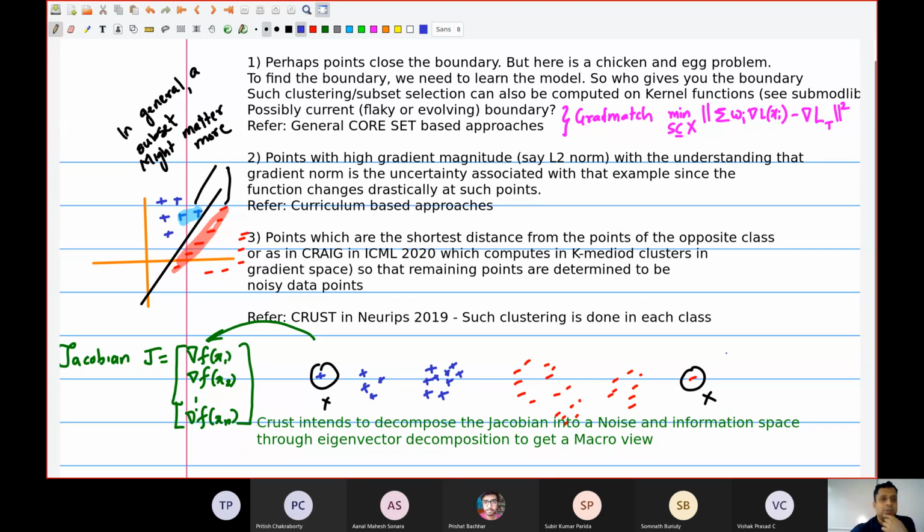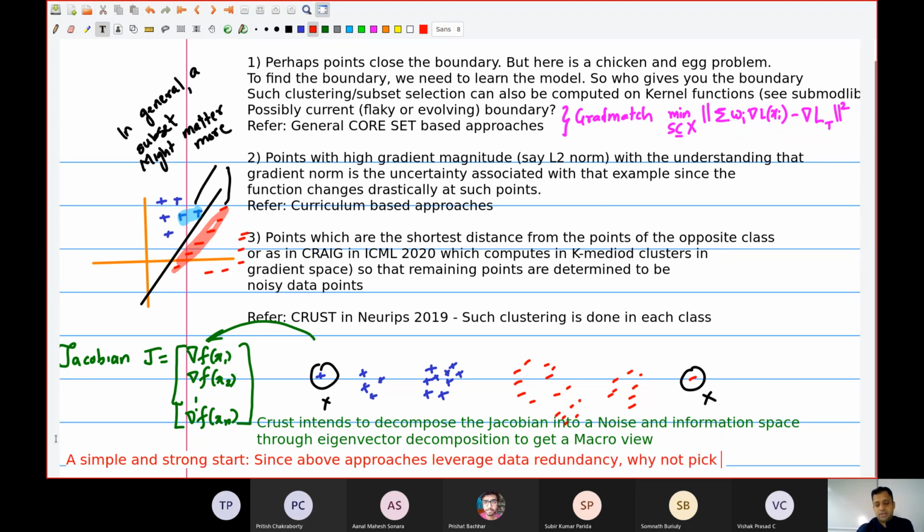So let's look at a simple and strong start. Since above approaches leverage data redundancy, why not pick a random subset of points? Okay, that's the strong start, sometimes a hard baseline to beat as well.